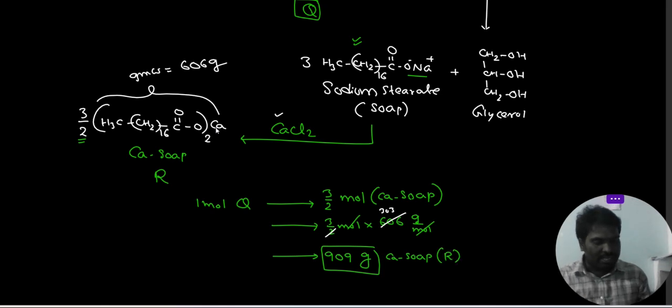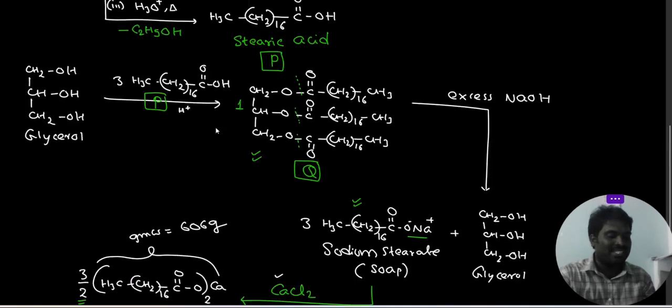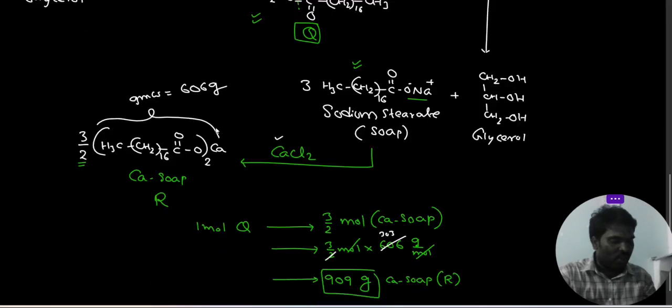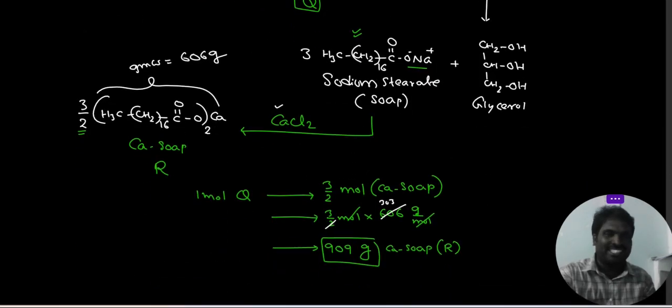So what is the answer here? 909 grams of calcium soap is formed. This much amount is formed in this reaction per 1 mole of Q. Understood everyone? What is the final answer? 909 grams. Clear everyone? So this is the answer. I hope everyone understood this solution. Thank you so much.